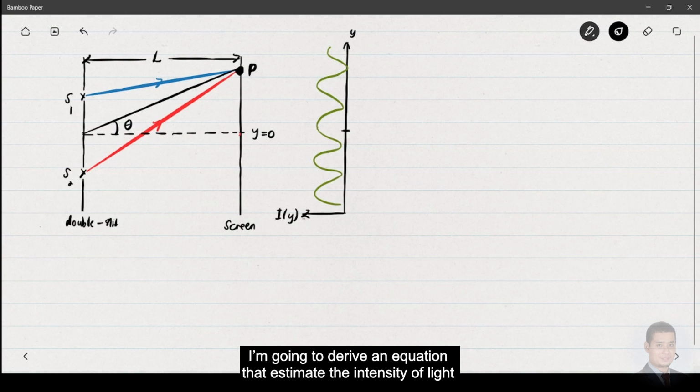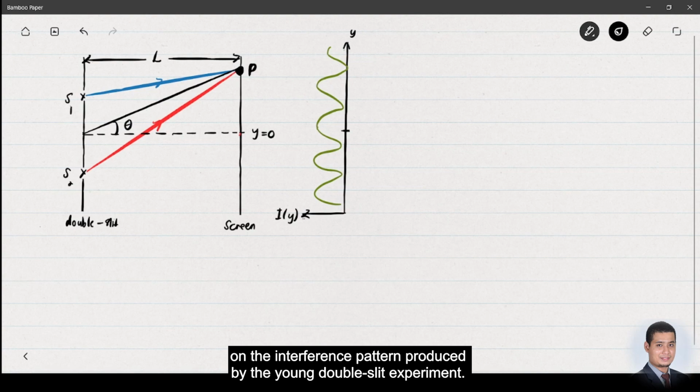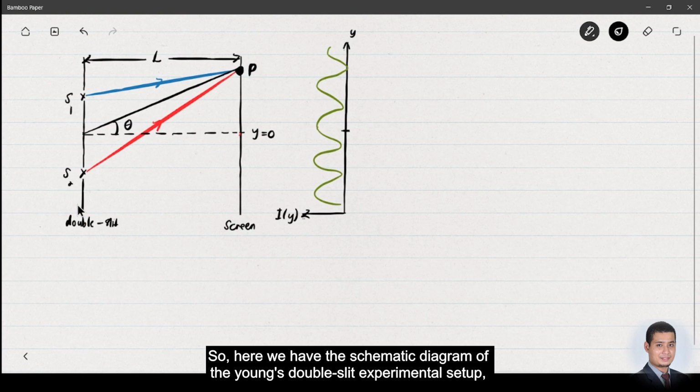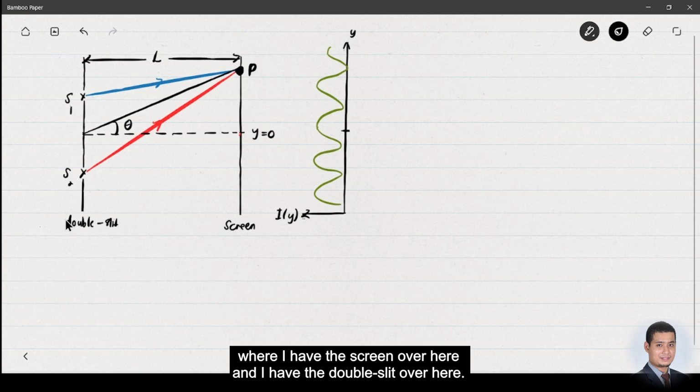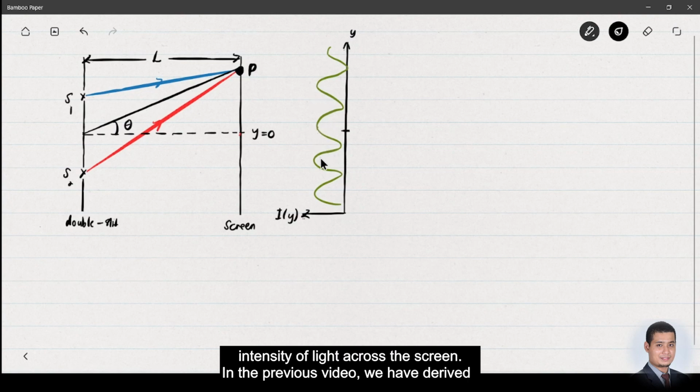I'm going to derive an equation that estimates the intensity of light on the interference pattern produced by the Young's double-slit experiment. So here we have the schematic diagram of the Young's double-slit experimental setup, where I have the screen over here and I have the double slit over here. And then here we have the green curve representing the intensity of light across the screen.